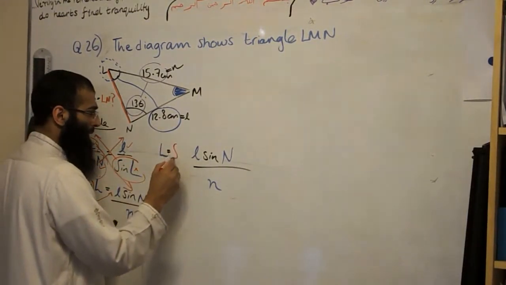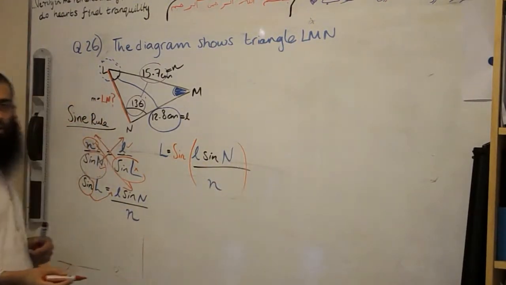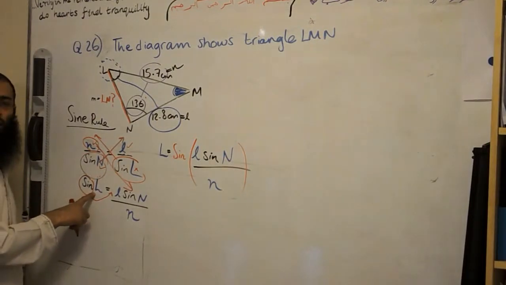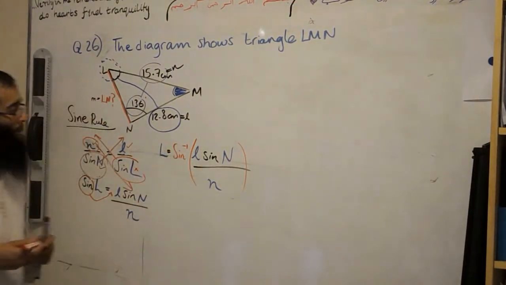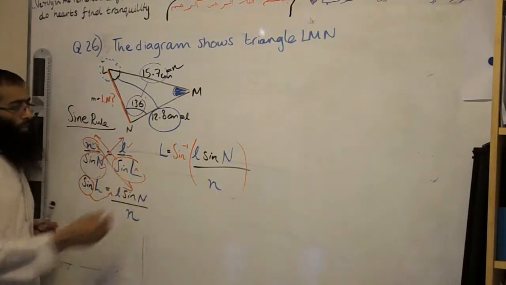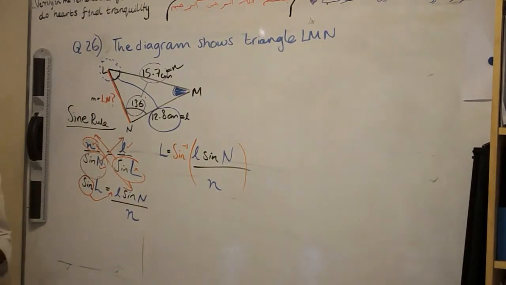We're going to wrap it in the class. Okay, Idris, what's opposite of sine? Opposite of sine is sine to the minus one, inverse sine. So if you rearrange all that, now we can work out what this angle here L is. Now all we need to do is put the values in, folks.